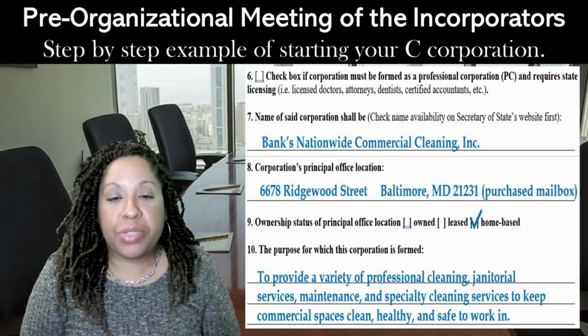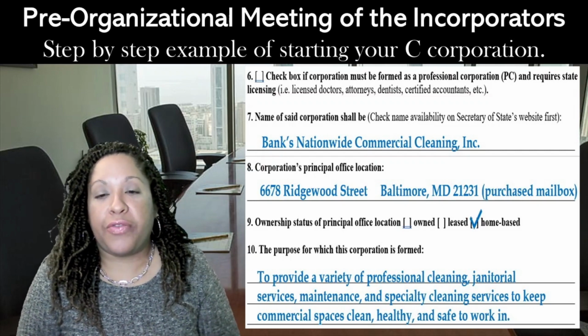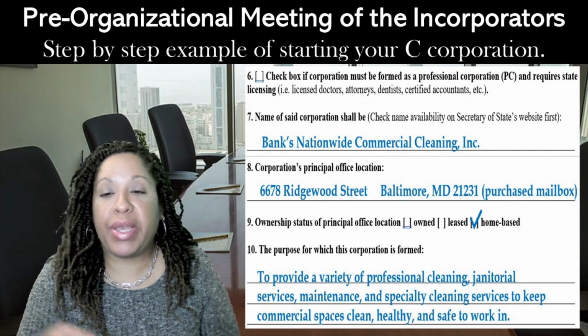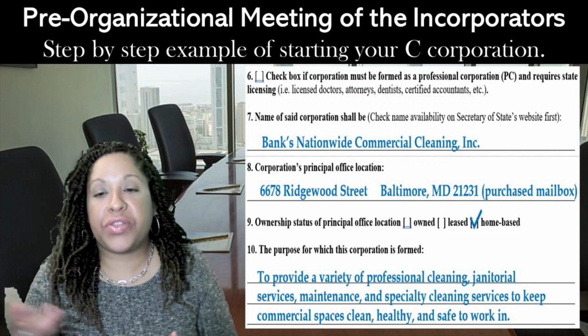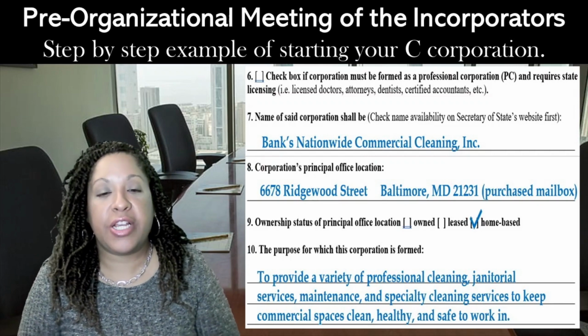Number 9, ownership status of principal office location. As I mentioned, it is home base. They don't own a building. They're not leasing a building. So home base is checked.